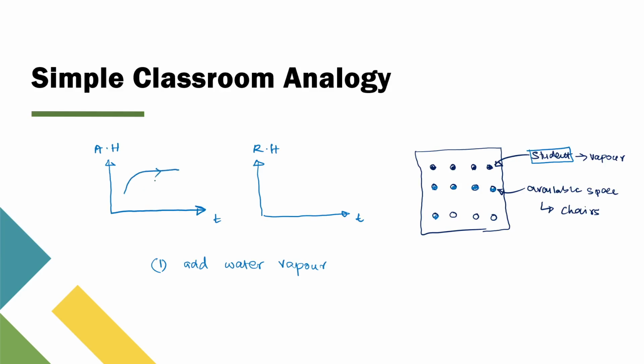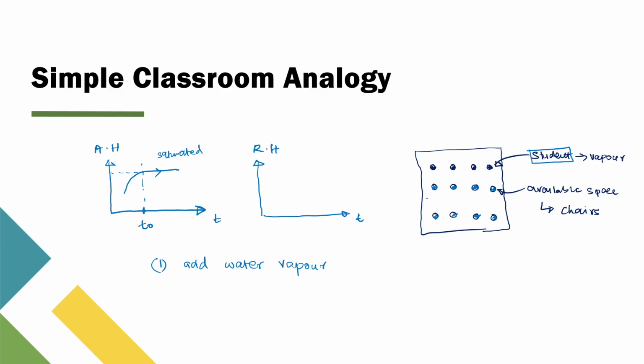But see, when AH is increasing, let's say now this classroom has 12 students. Can another student enter the classroom and take a seat? No, because it is occupied. That is why this becomes constant. And what do we call it? We call it saturated. Let's say the time at which it saturates is T naught.